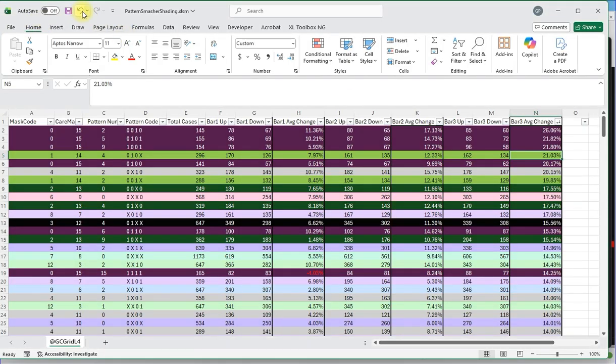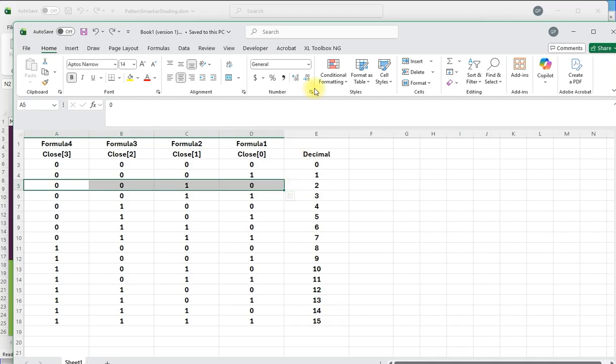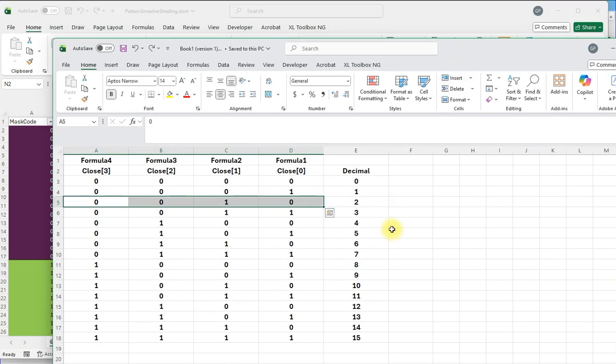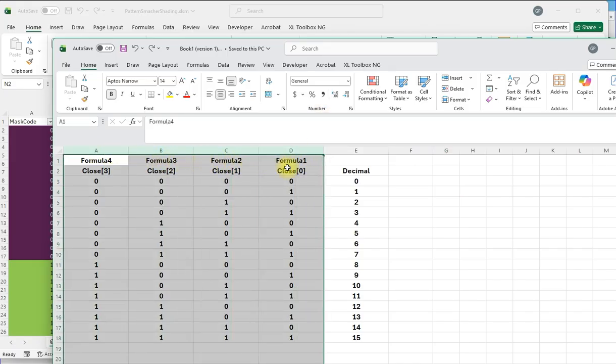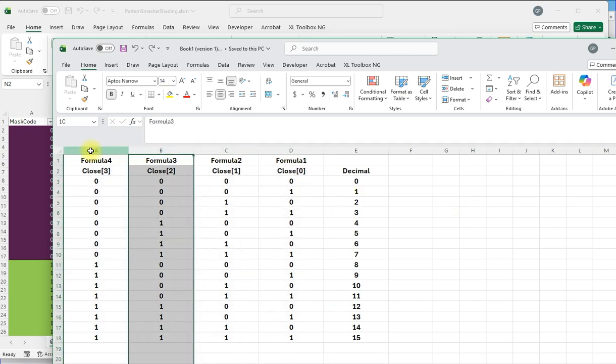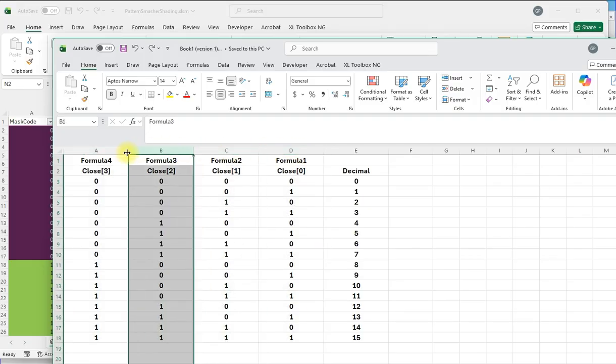So let me get over here. I was doing some work. Let me undo this, and let's go over here and look at the other Excel spreadsheet I've got. This is PatternSmasher in a nutshell. I've got, in this case, 4 formula, and I call each formula a bit. And in my demonstration, I am showing the relationship between closing prices for today, yesterday, the day before, and the day before. And let me show you what the formula are.